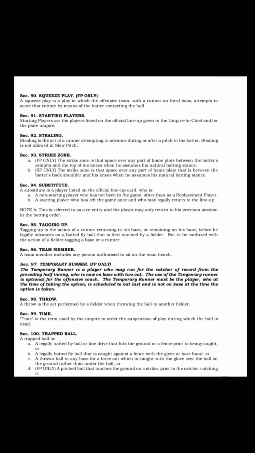Section 97, temporary runner. The temporary runner is a player who may run for the catcher of record from the preceding half inning who is now on base with 2 out. Section 98, throw. A throw is the act performed by a fielder when throwing the ball to another fielder. Section 99, time. Time is a term used by the umpire to order the suspension of play, during which the ball is dead. Section number 100 is trap ball.